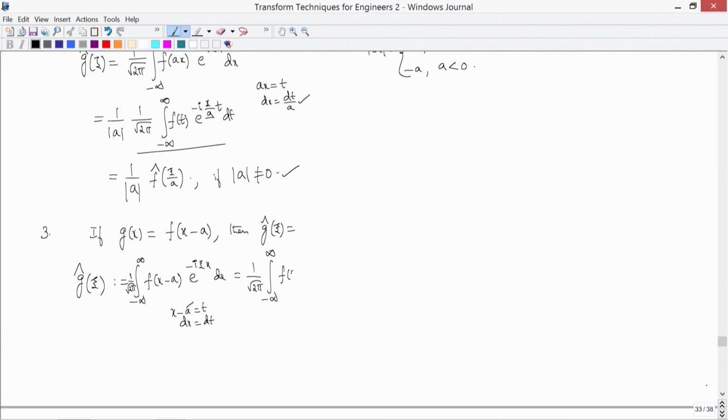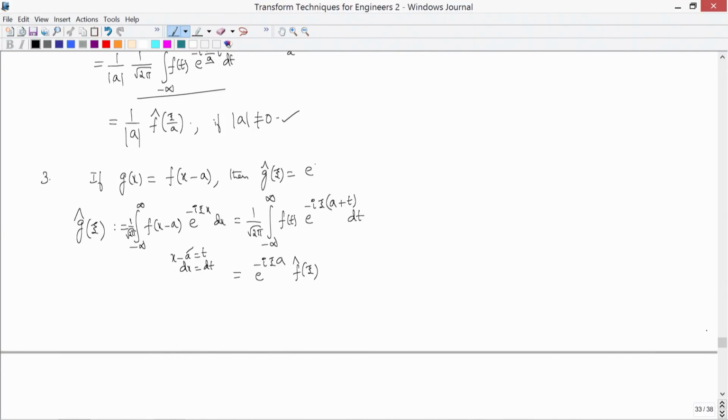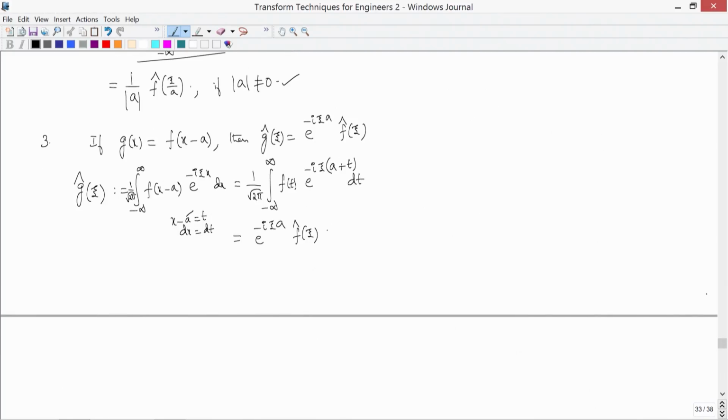You have f of t, and e power minus i xi x, where x is a plus t now, and dx is dt. So e power minus i xi a comes out, and the remaining thing is the Fourier transform at xi. So what you get is e power minus i xi a times f cap of xi. If it is plus a, you will get e power plus i xi a into f cap of xi. So this is the third property. These are trivial properties that we can easily see.